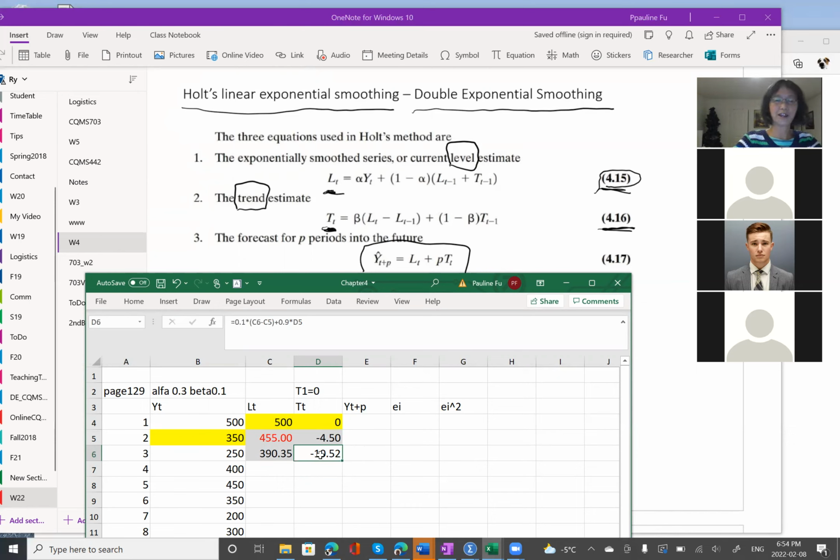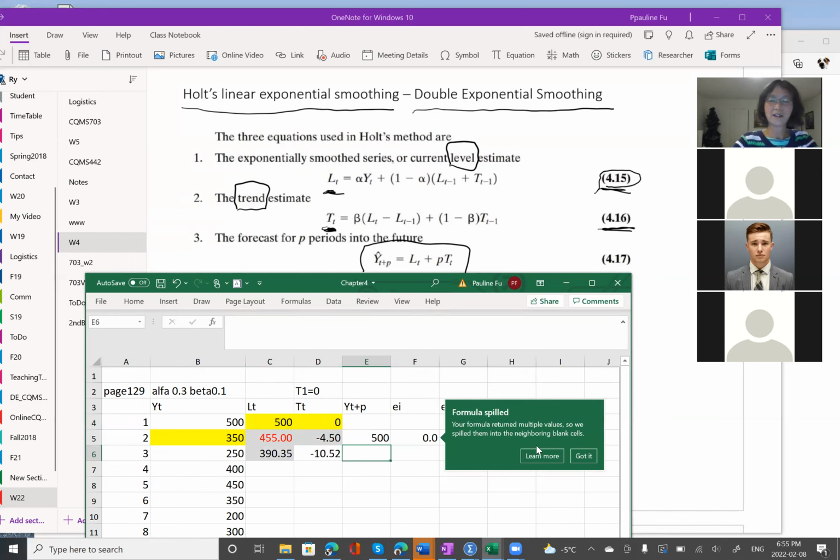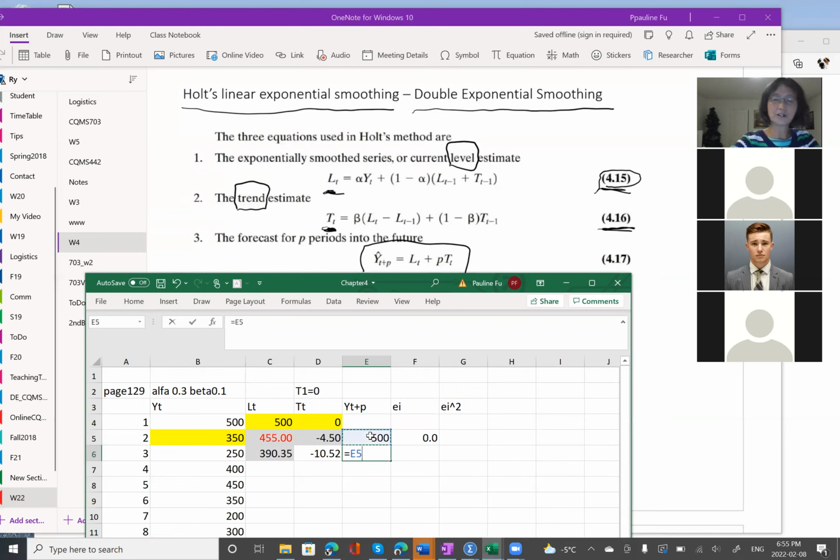This is the pattern. To calculate T, you need 2 numbers on the left and 1 number above. To calculate L, you need 1 number on the left and 2 numbers above. This way, you do not need to remember the formula. This is the pattern, okay? And to do the forecast, you add the 2 numbers above, not on the same line, above, okay?